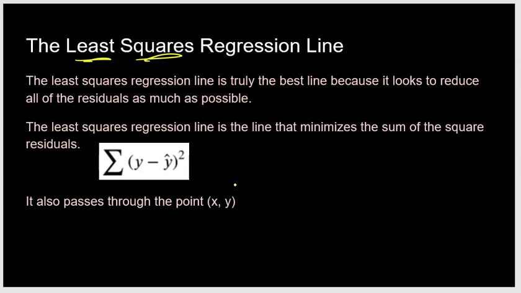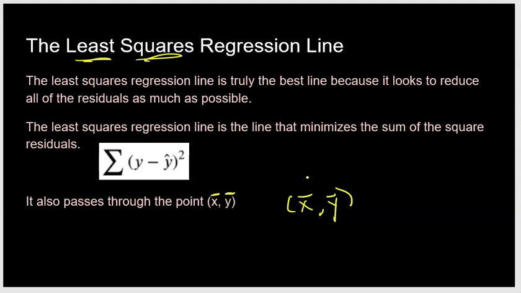Now, one more point I want to make is that every least squares regression line, every line of best fit, does go through the point X bar comma Y bar. So if you think about the point, the average X and the average Y, that point will get crossed on every single line of best fit. That's an important thing to know as well.